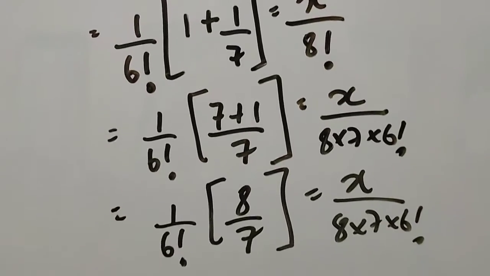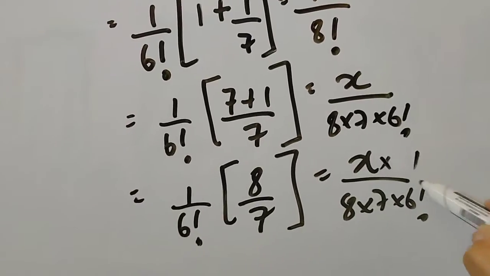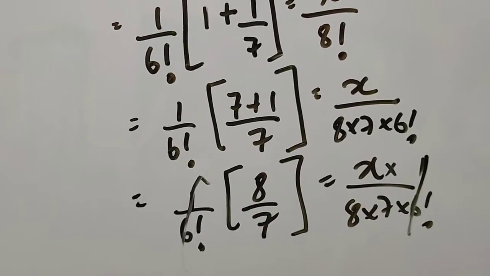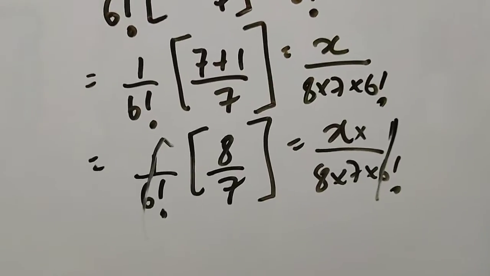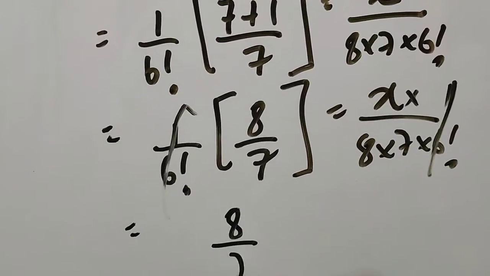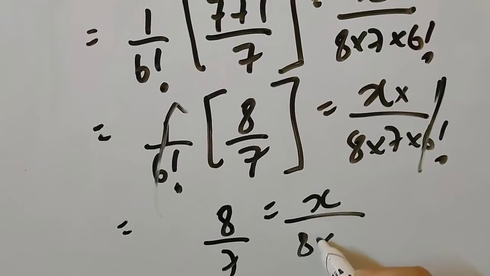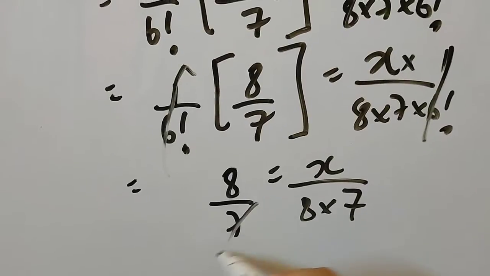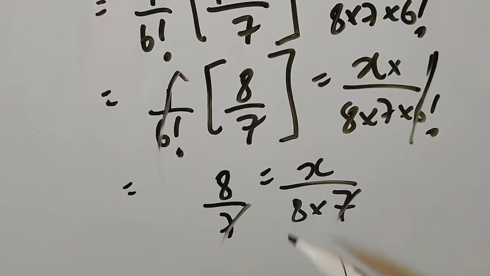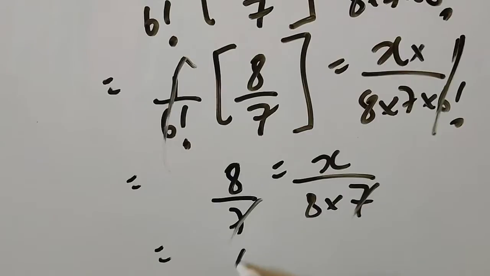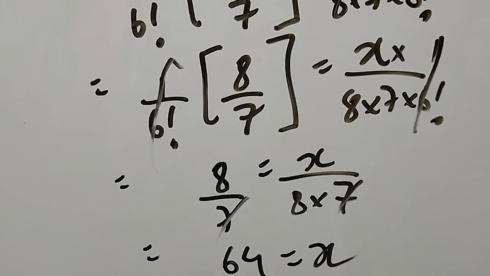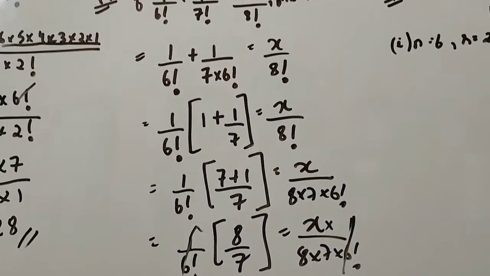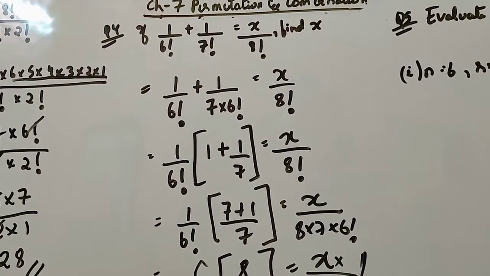Now you see 1 by 6 factorial is there, 1 by 6 factorial is there. I can reduce this. What will be left is 8 by 7 equal to x by 8 into 7. You see, if I take 7 this side, then I can directly cancel this 7 and 7. But this both I cannot cancel. If it goes up, then it will become 64 equal to x. My x value is 64. I hope this one is clear to you.